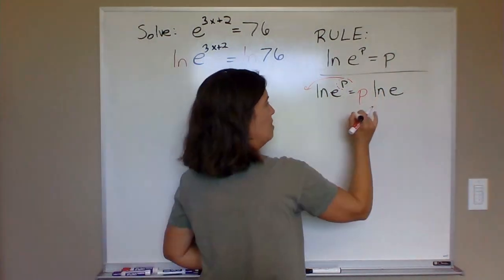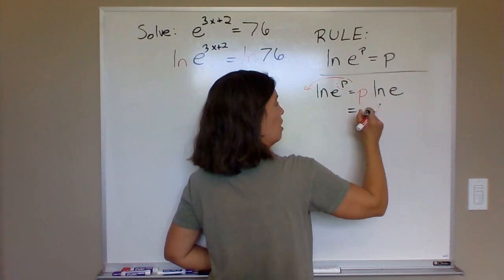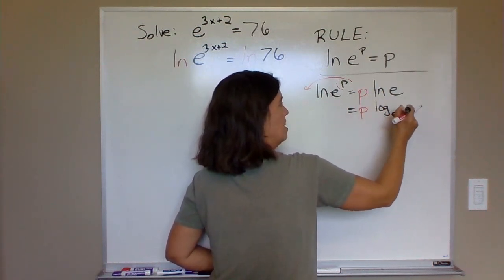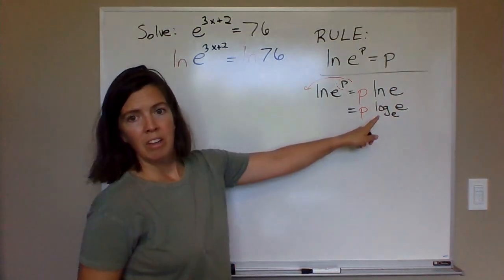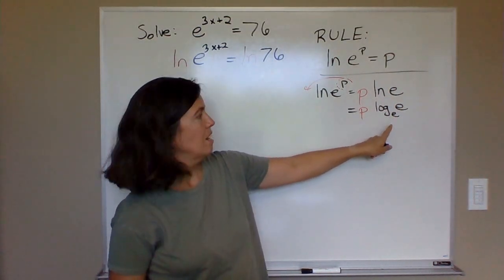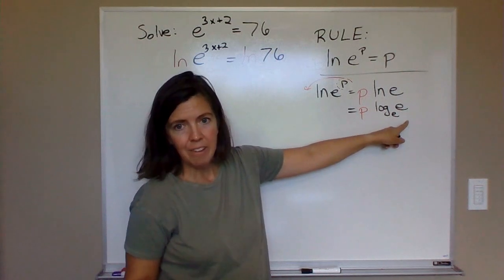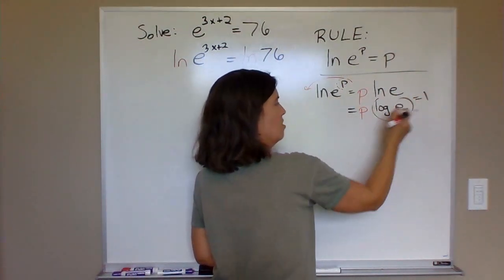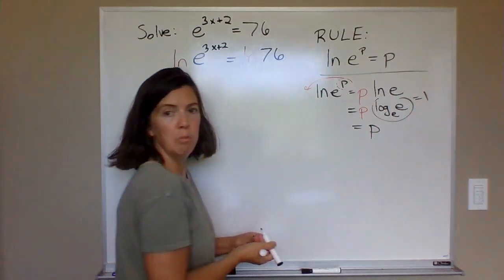And then keep in mind that natural log in general, that's log base e. So natural log of e is log base e of e. It's asking what power of e is e, and that's 1. So this right here is equal to 1, so this is p times 1, so this is just equal to p.